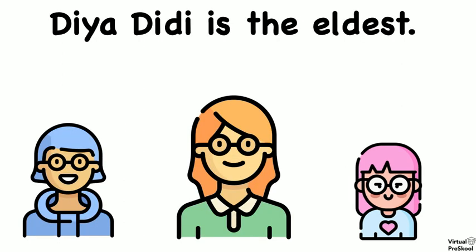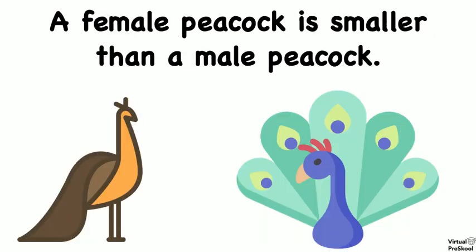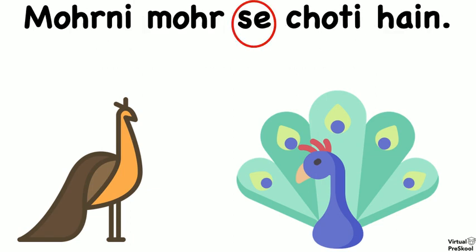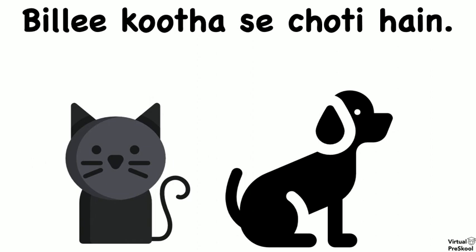What about Diya Didi is the eldest? Diya Didi sab se badi hai. दिया दीदी सबसे बड़ी है. What about a female peacock is smaller than a male peacock? मोरनी मोर से छोटी है. The cat is smaller than the dog. बिल्ली कुत्ता से छोटी है.